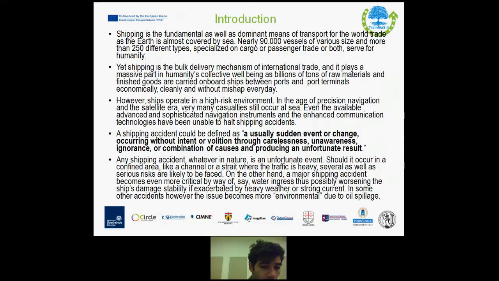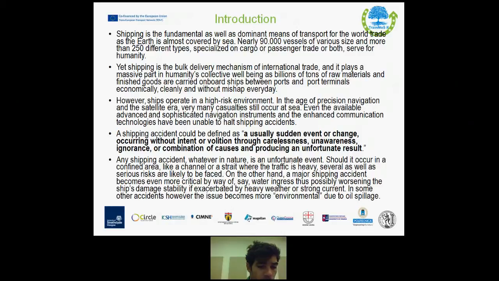However, ships operate in a high-risk environment. In the age of precision navigation and the satellite era, very many casualties still occur at sea. Even the available advanced and sophisticated navigation instruments and the enhanced communication technologies have been unable to halt shipping accidents. But how can we term a shipping accident?